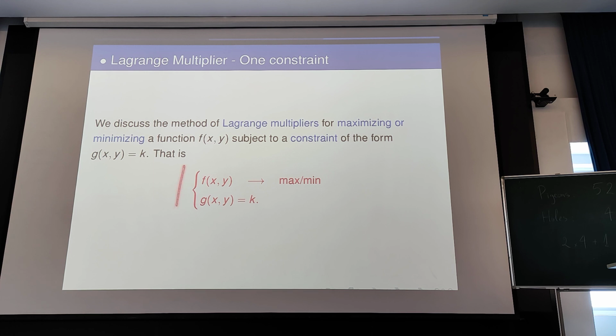So this is the first and very important step whenever you want to use the Lagrange multiplier method. You need to formulate your problem in this way: decide what the function is that we want to optimize, and decide what the constraint is. Okay.